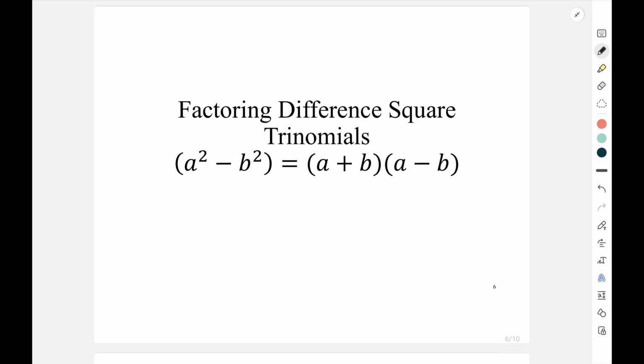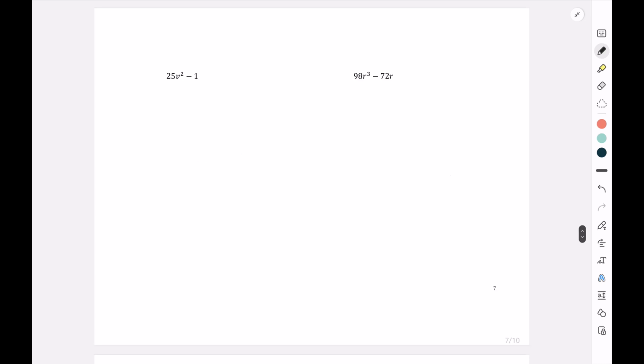So next we're going to look at factoring difference of squares trinomials, and in this idea both the a and the b will be squares, and you'll write it out as a plus b, a minus b, both in parentheses. So for the first one we have 25v squared minus 1. We can see that for 25v squared the perfect square would be 5v in parentheses squared, and for 1, it would just be 1 squared.